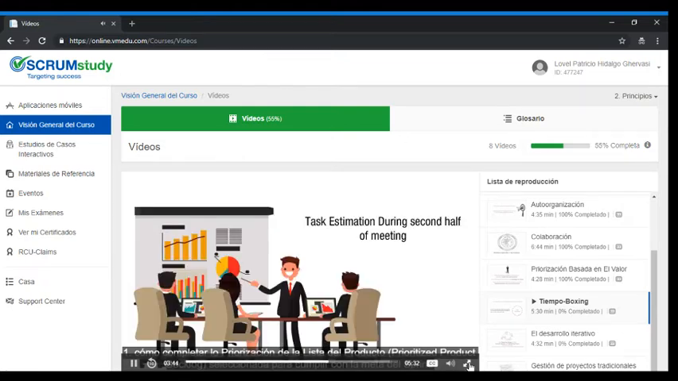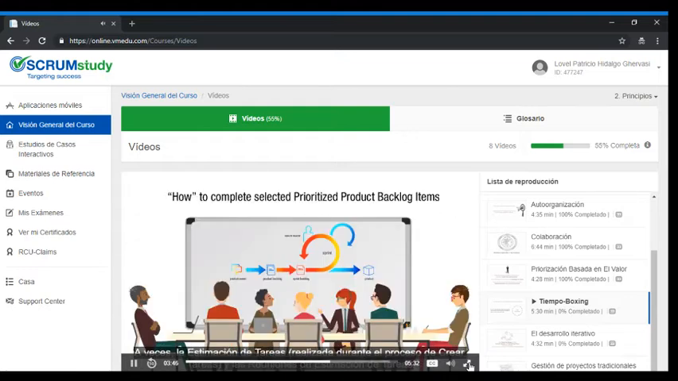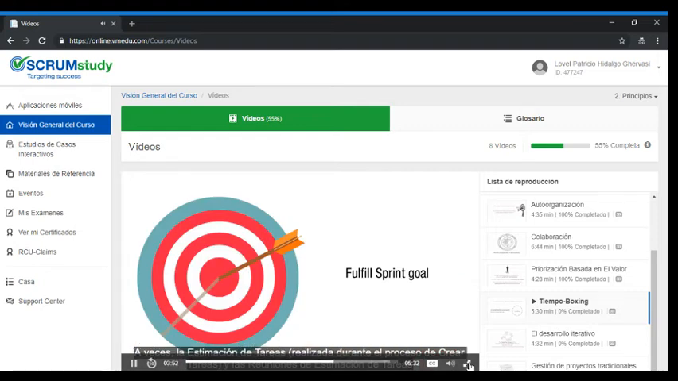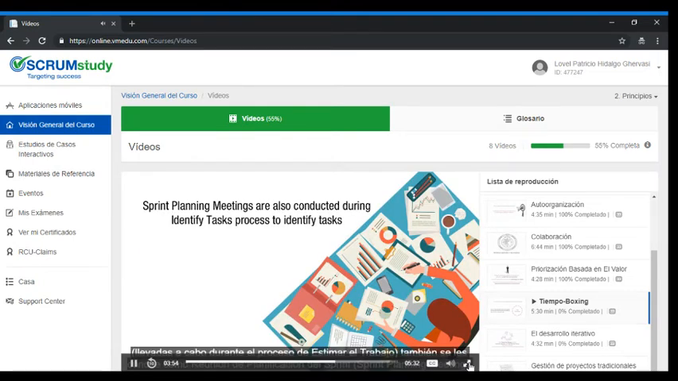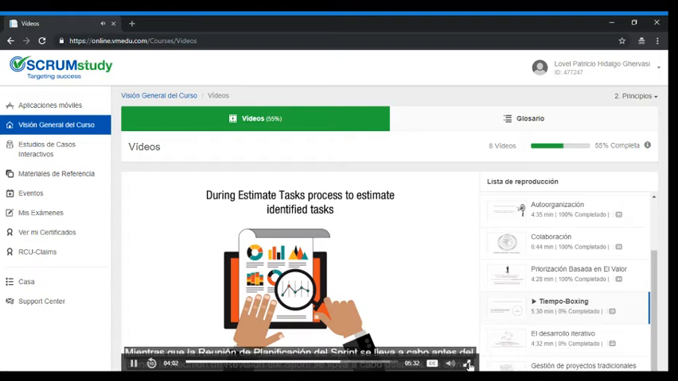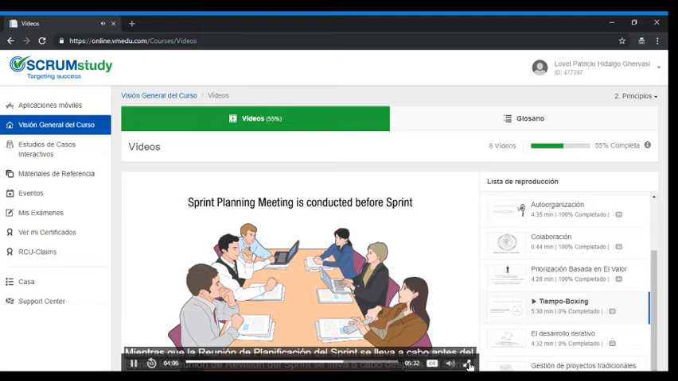Task estimation. During the second half of the meeting, the Scrum team decides how to complete the selected prioritized product backlog items to fulfill the sprint goal. In this context, sprint planning meetings are also conducted during the Identify Task process to identify tasks and during the Estimate Task process to estimate identified tasks.